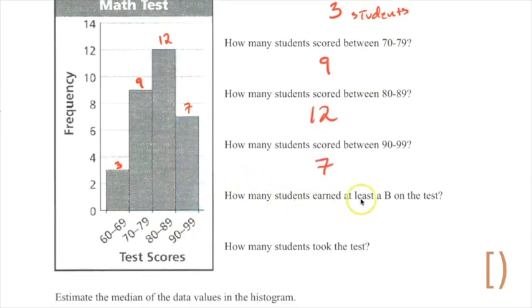How many students scored at least a B? At least a B means B or more. Right? If I want at least 2 cookies, I want 2 or more cookies. If you say at least B, B is the lowest. We have to add up the B's and the A's together. So that's 12 plus 7, 19.